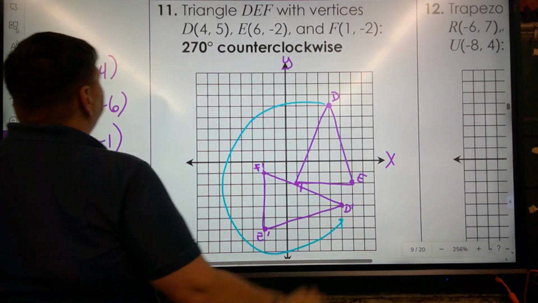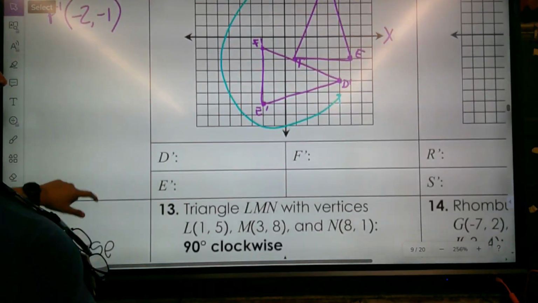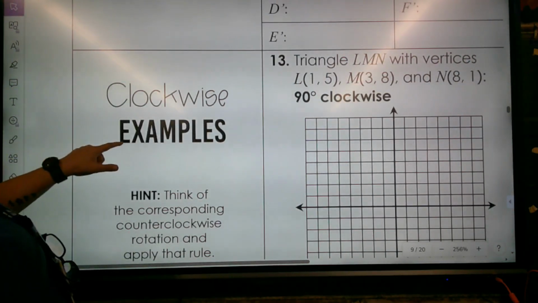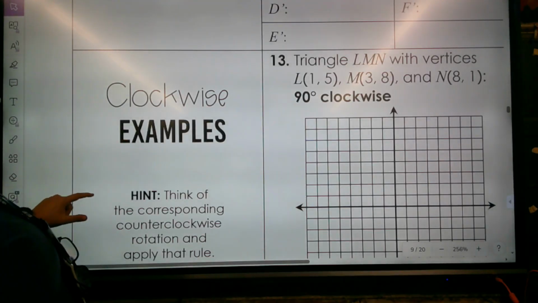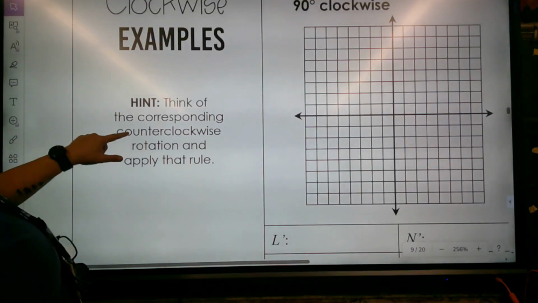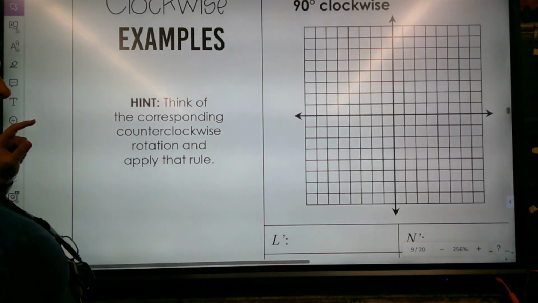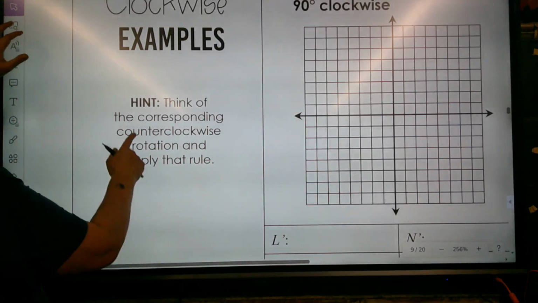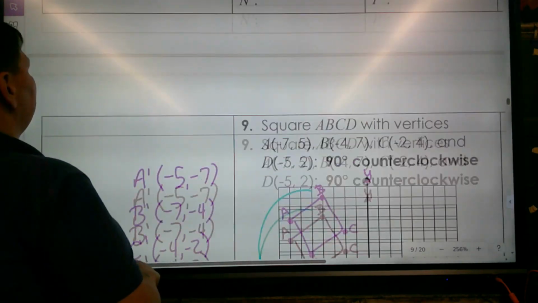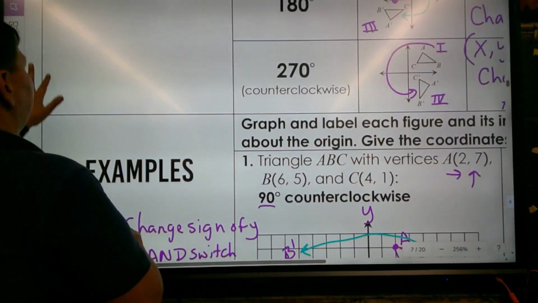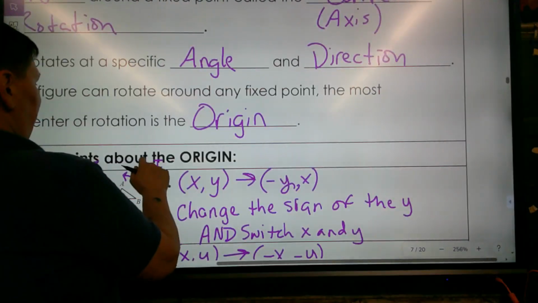D to D prime. All right, for the last two, be extra careful about reading the directions, because it says clockwise examples. And then it says hint. Think of the corresponding counterclockwise rotation and apply that rule. Okay, let's think about that. Let's think about exactly what it told us to think about. Let's go back to the rules and see if we can create a visual to help us do that.